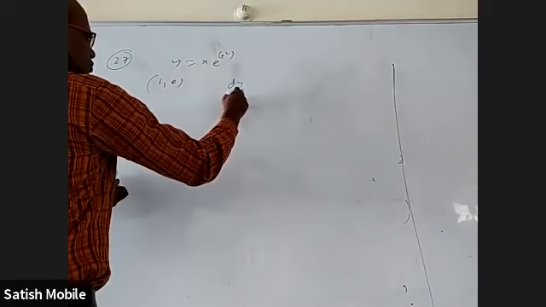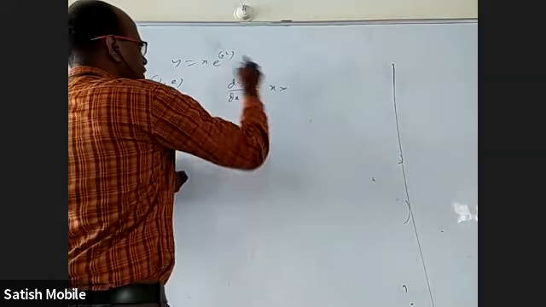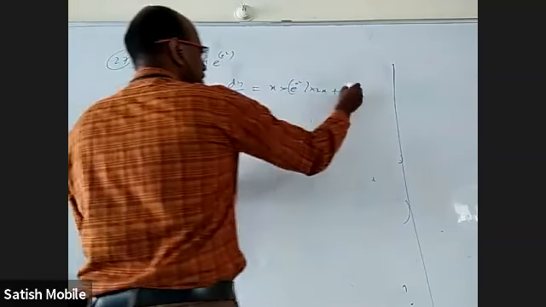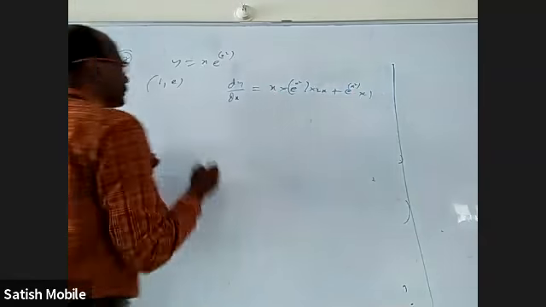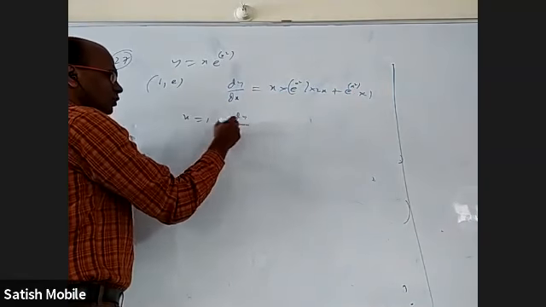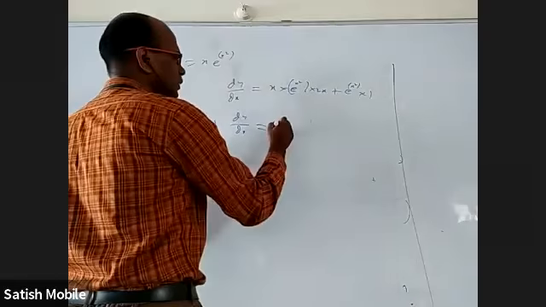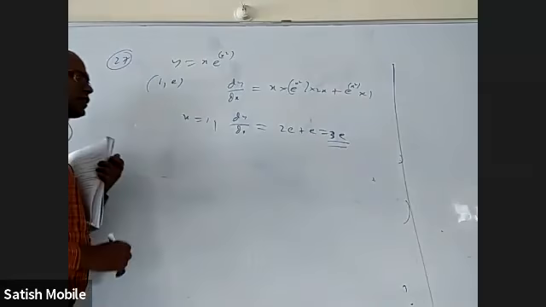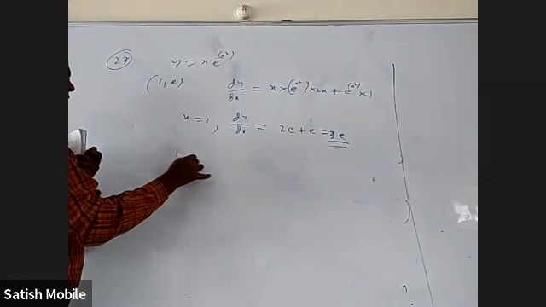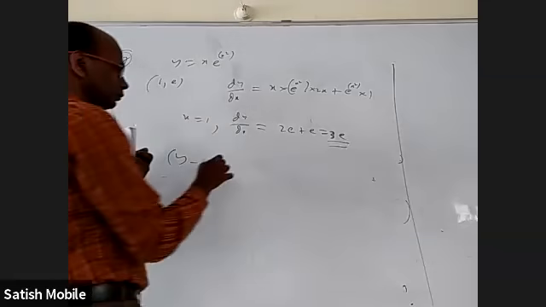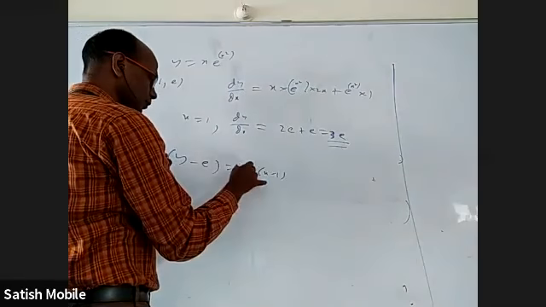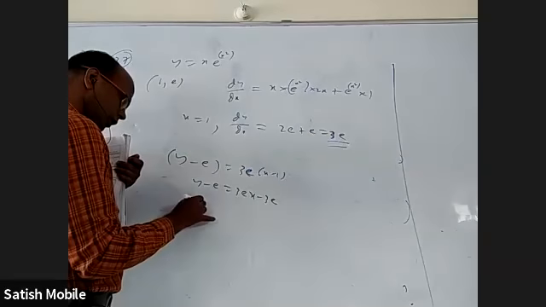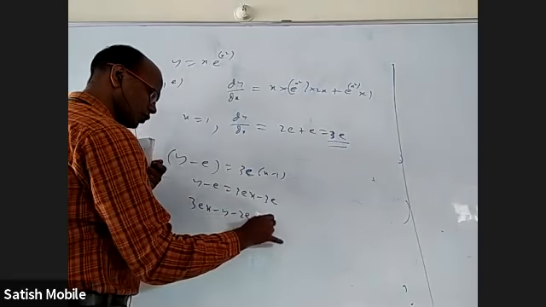Just find dy by dx. x into the derivative of e power x square, which is e power x square into 2x, plus e power x square into the derivative of x, which is 1. Now when you substitute x equal to 1, dy by dx will come 2e plus e, which is 3e. The slope of the tangent is this now. So what is the equation of the tangent? y minus e, this is a point, equal to 3e into x minus 1. So y minus e is equal to 3ex minus 3e, and 3ex minus y minus 2e equal to 0.